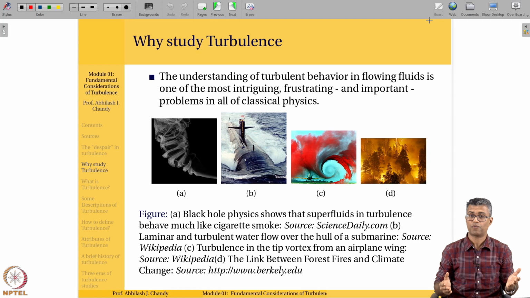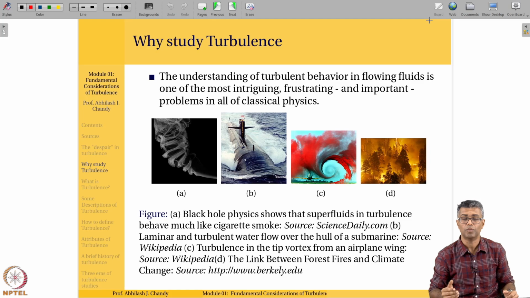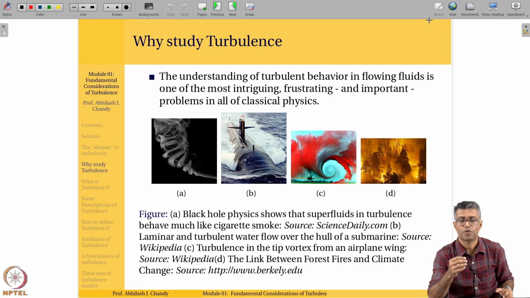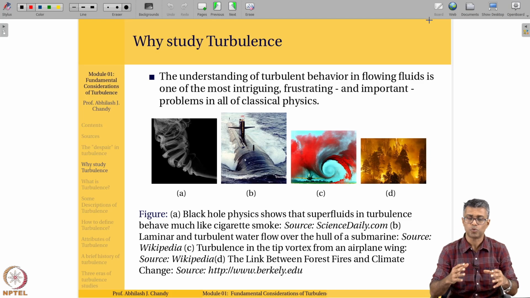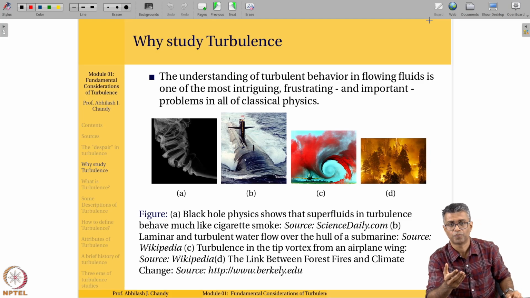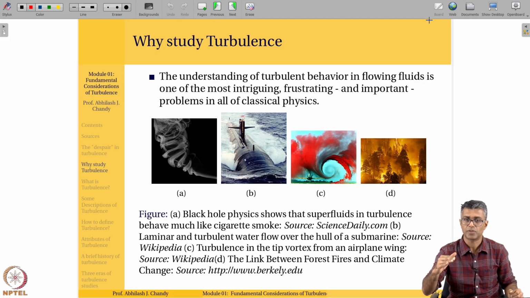So you have two kinds of flows, right? Laminar flow and turbulent flow. This class is about turbulent flows. What is laminar flow? Firstly, what is laminar flow? If you have a flow that is smooth, that is very regular, you could classify that as laminar flow. It flows in layers. It is predictable. It does not have chaotic motions.